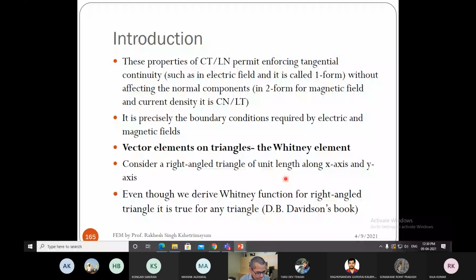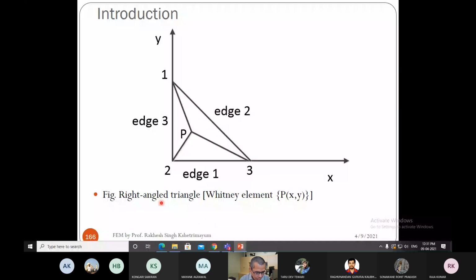So basically, right angle triangle we are actually considering. So we have defined three nodes, node 1, 2, and 3. We have defined edges 1, edges 2, and edges 3. This point here is P, and it is located at x, y. So let us try to analyze that.